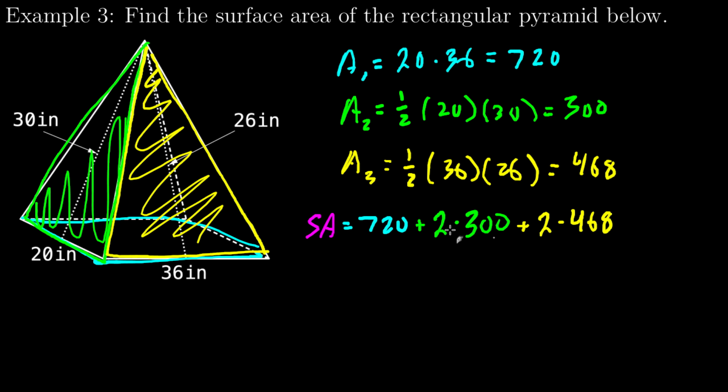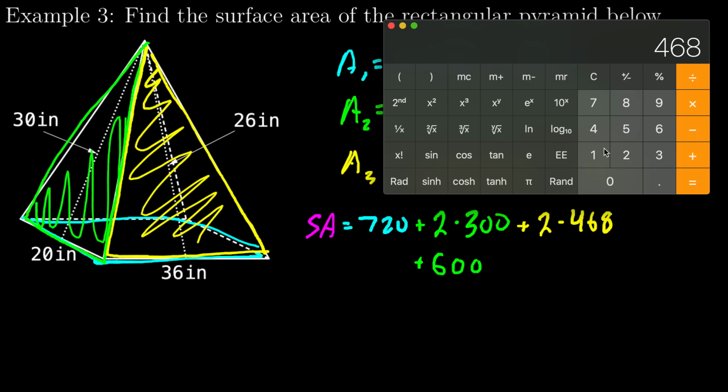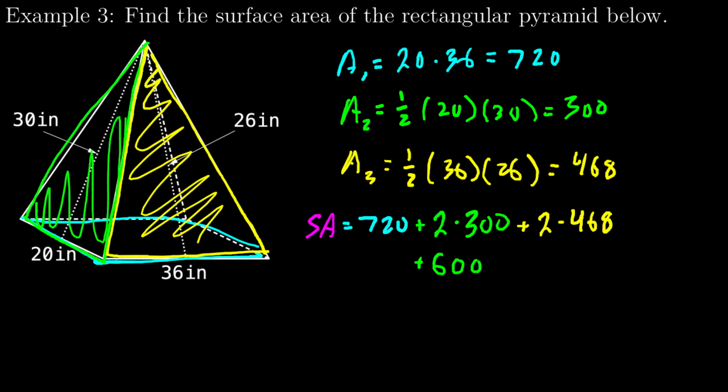I'll go to the calculator. 2 times 300 we know is 600, so I'll put that one in there. But just to be sure, 2 times 468, that should be 936. Let me double check. So 2 times 468, and it is 936, so that's wonderful. And let me bring down the 720.